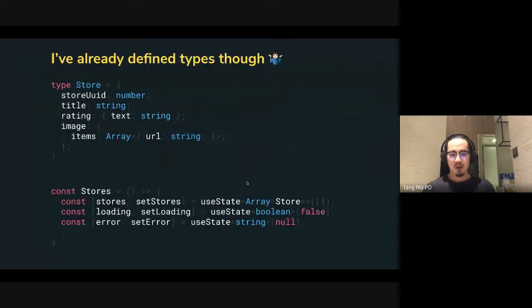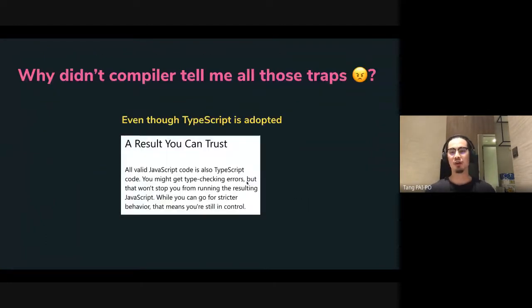And even worse, I'm already using TypeScript. I define the proper types of my application, but the compiler doesn't tell me about all those traps. I can still make mistakes. And this is the screenshot from the TypeScript website. It says it's the result you can trust. And I trust TypeScript, and that's why I use it. But still, the compiler doesn't help me that much.